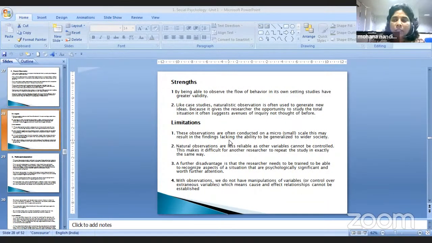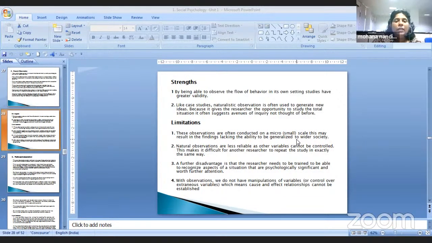See, whenever we are doing any research, we have our limitations and we have our strengths. Here, the limitation is that these observations are often conducted on a small scale. This may result in findings lacking the ability to generalize to wider society. Suppose you are observing the person only on the ground, but you don't know how he behaves in the classroom, or how he behaves in the family. Here we have limitations. We cannot get into every aspect of his life. So these are our limitations. We lack the ability to generalize to a wider society.